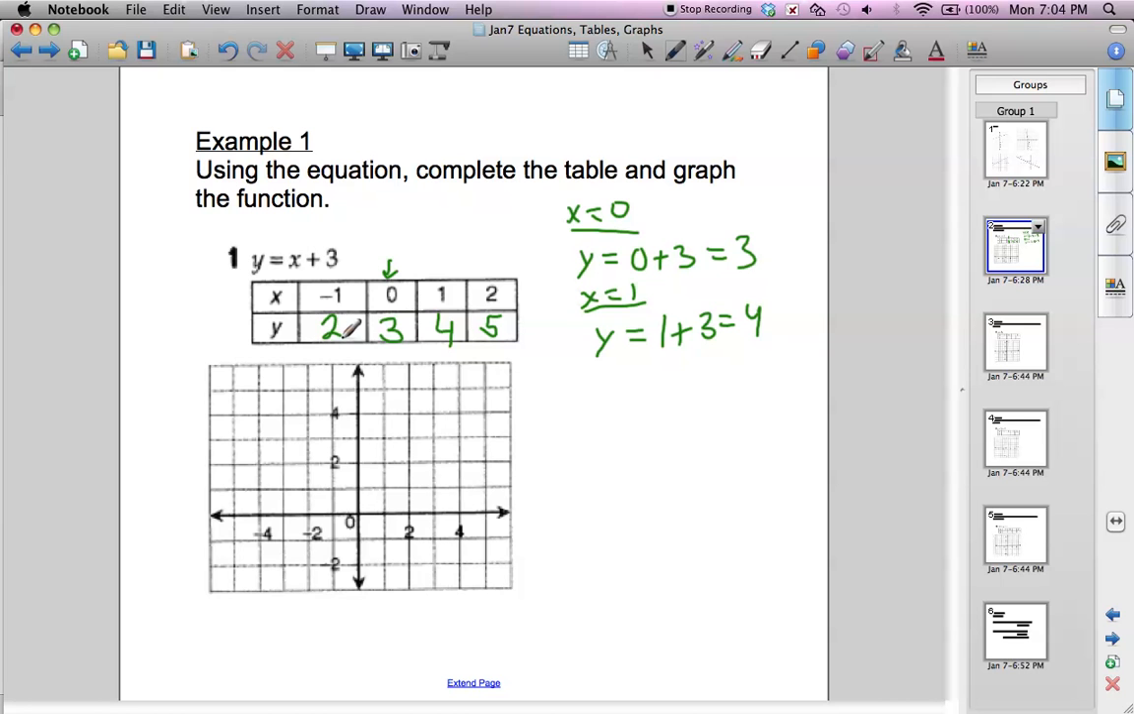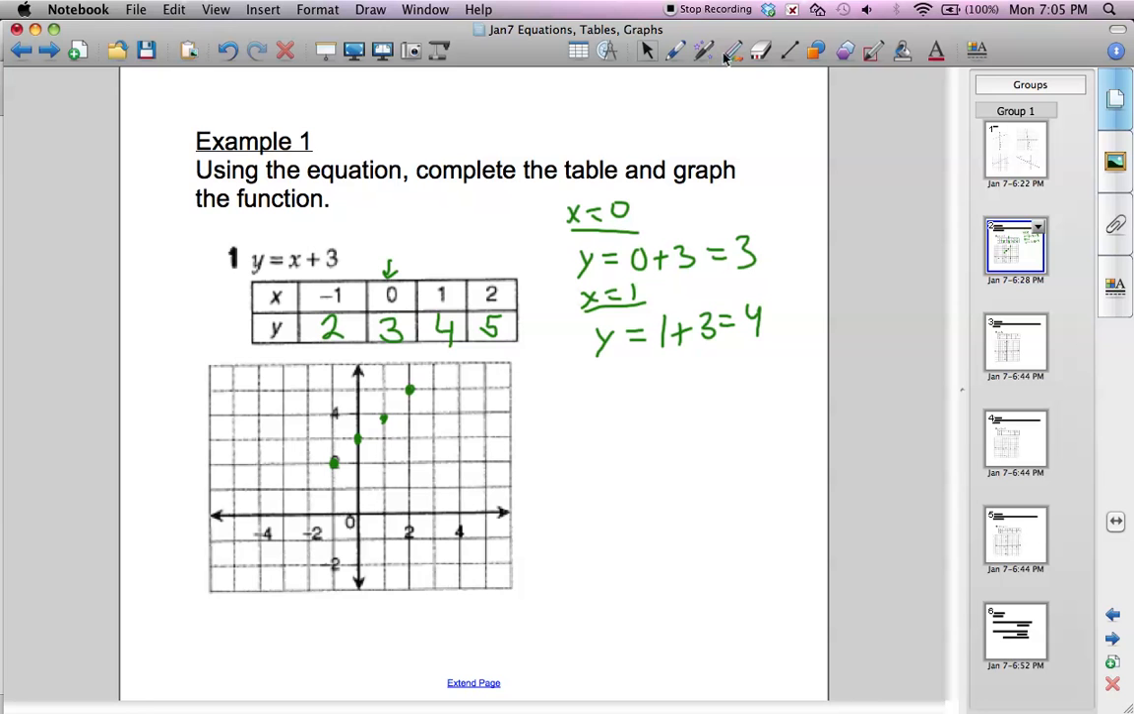We're going to have 2 because negative 1 plus 3 is 2. Okay, so that's a linear pattern because it's going up by 1 each time. It's going up by a constant value each time. And now we're going to graph these points and the line. Well, we've got 0, 3. That's going to be the y-intercept here, 0, 3. We have negative 1, 2. We have 1, 4. 2, 5, and there's our points.